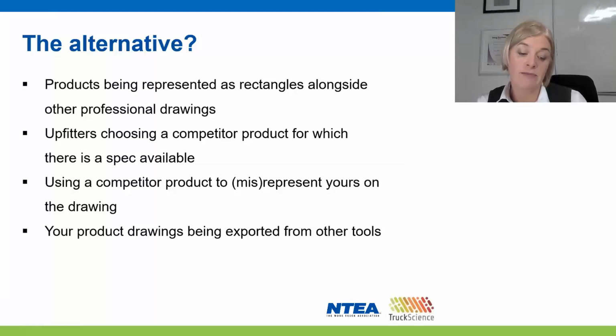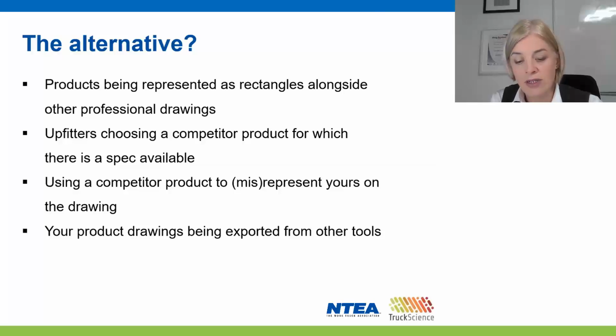Upfitters sometimes choose a competitor product for which there is a spec available. So if there's a competitor who has their product specs in the library, that may just represent a path of less resistance and could result in that competitor product being chosen. And sometimes they'll use a competitor product to misrepresent yours on the drawing. So just use an alternative drawing that isn't true to life at all, of course.